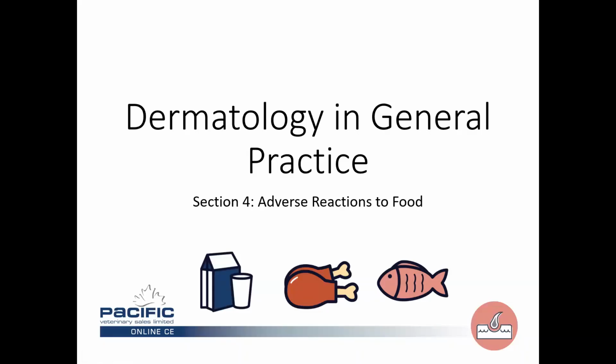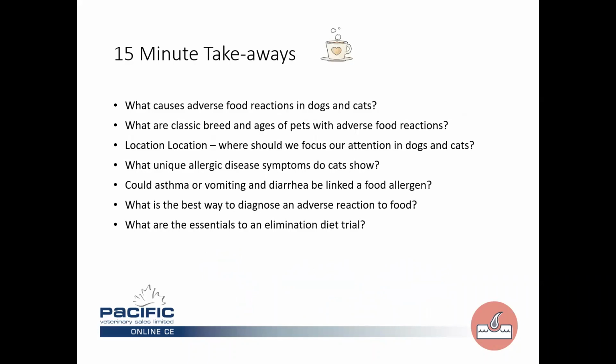Welcome to the final section of Dermatology in General Practice, Adverse Reactions to Food. In the next 15 minutes, you will learn what causes adverse food reactions in dogs and cats, some of the classic breeds and ages of pets that we see with adverse food reactions, where we should be focusing our attention to diagnose adverse food reactions, what unique allergic disease symptoms cats show, whether asthma, vomiting, or diarrhea can be linked to a food allergen, the best way to diagnose an adverse food reaction, and the essentials to an elimination diet trial.